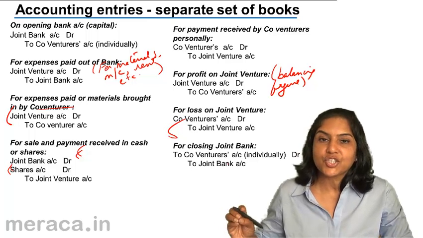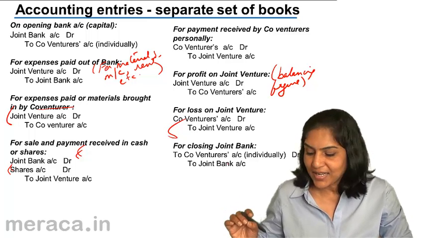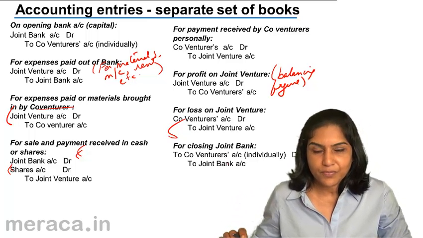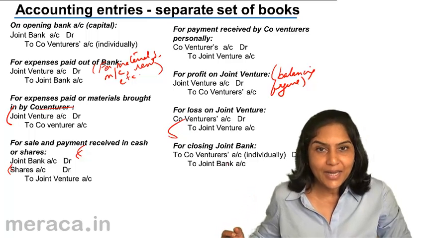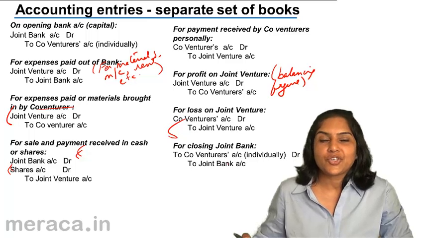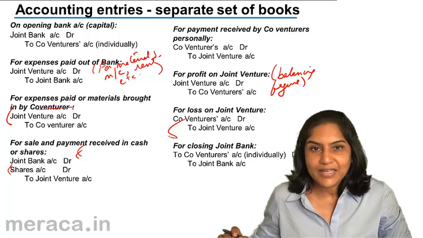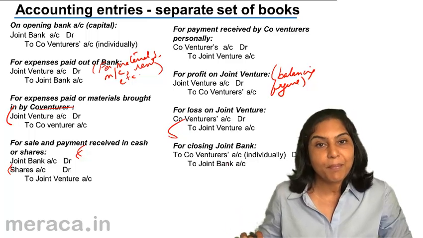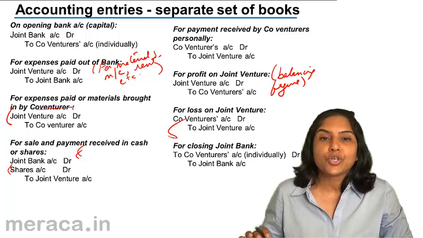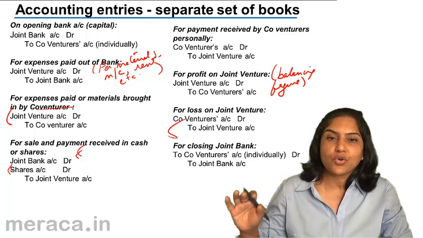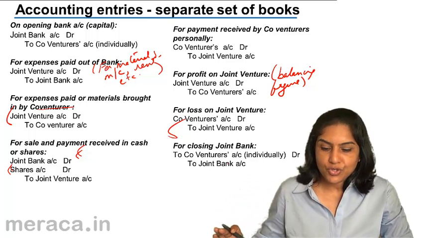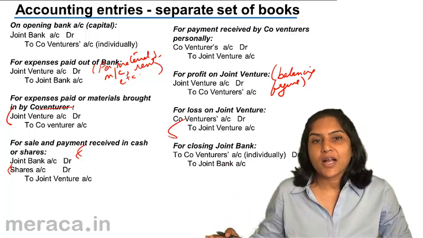The balance in the joint bank account would be exactly equal to the total of the balances in the co-venturers account. Of course, joint bank would probably have a debit balance saying that there is cash in the bank, and co-venturers accounts would probably be a credit balance indicating that money is to be paid to them. Finally, when we pay off the money to the co-venturers account, closing the co-venturers account, the joint bank account also gets closed. With this, all accounts are closed.